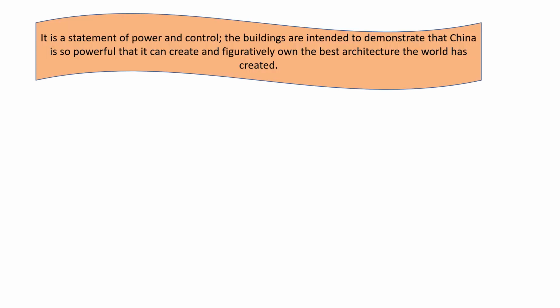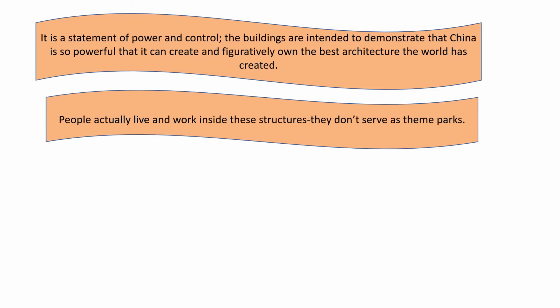Let's check the answers. So, for China, copycat architecture is a statement of power and control. The buildings are intended to demonstrate that China is so powerful that it can create and figuratively own the best architecture the world has created. These cities that are replicated, or the landmarks, they actually don't serve as theme parks. People live and work inside these structures.